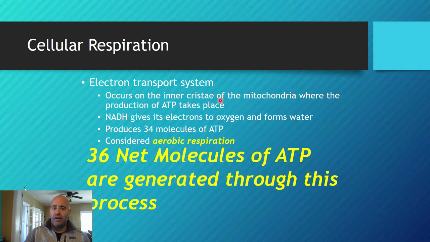Super important here, right? This is the largest return on investment that you're going to get through cellular respiration. What's mandatory for this to happen? Glucose and oxygen, right? Oxygen being the big one, because the glucose can be broken down without the oxygen.